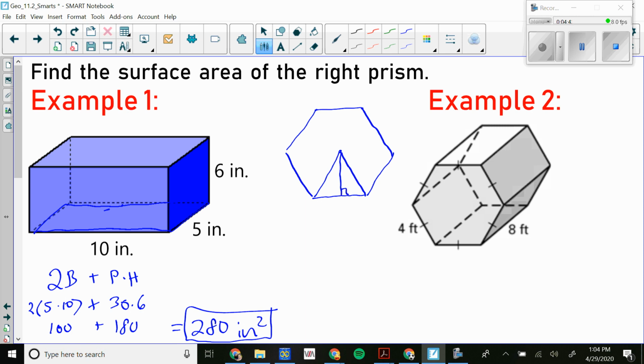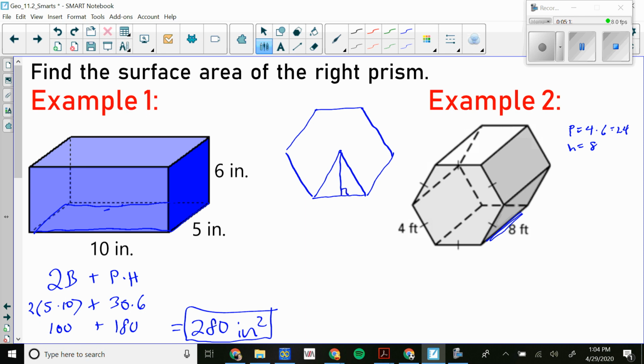Example 2, this one's a little bit trickier. The perimeter of this hexagon is going to be, since it's regular, the tick marks indicate that it's regular, 4 plus 4 plus 4, 6 times. 4 times 6 will be the perimeter. So off to the side here, I'm going to say P equals 4 times 6, which is 24. So we need the perimeter. We also need the height. We know the height in this one, here's 8, I should say.